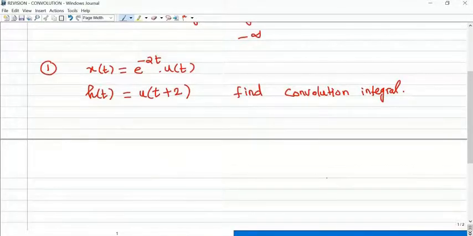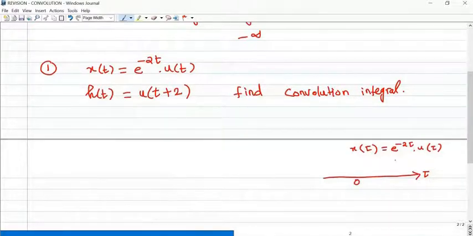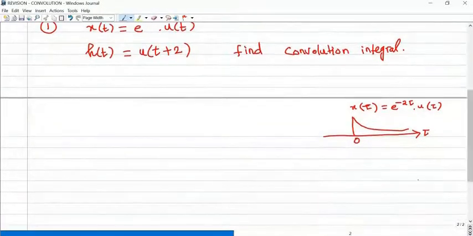First, plot tau versus x of tau. X of tau equal to e power minus 2 tau into u of tau. Okay. So u of tau is available from 0 to infinity. So on the negative side, no signal. Your signal will go like this. So this is the signal sketch for e power minus 2t into u of t, or e power minus 2 tau into u of tau.